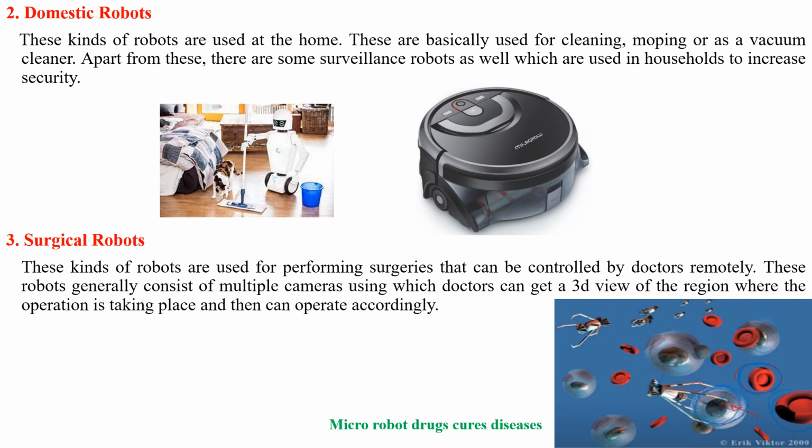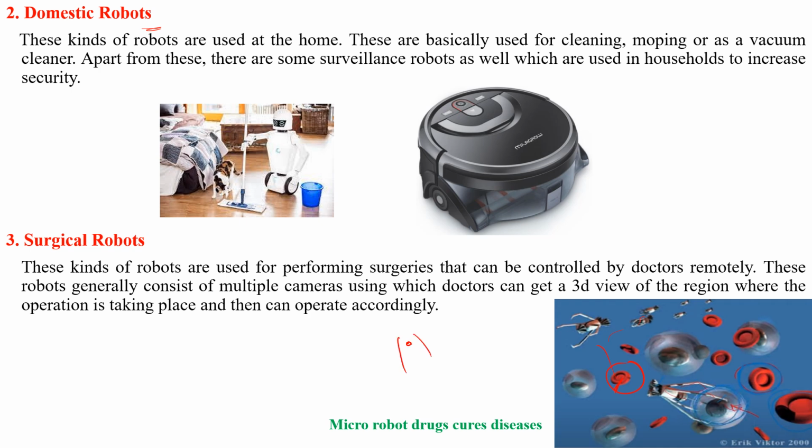Next one is domestic. We all know that we can use robots to clean. Then surgical robots. Suppose there is a bot in which you can inject medicine and make the robot move. When it reaches the cancer-affected areas, it passes the medicine, and in that way it is cleared. This is a surgical robot.